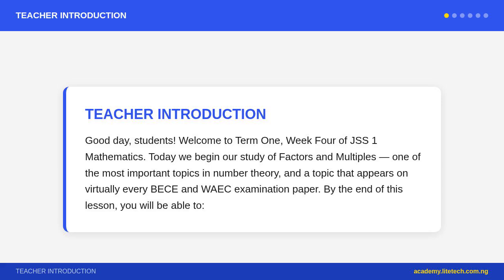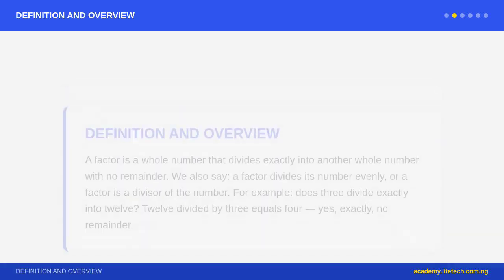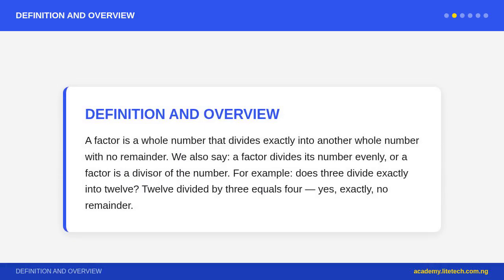Now, based on how many factors a number has, we classify whole numbers greater than 1 into 2 types, prime numbers and composite numbers. A prime number has exactly 2 factors, one and the number itself. Examples: 2, 3, 5, 7, 11, 13. The number 2 is the smallest prime number and the only even prime number.